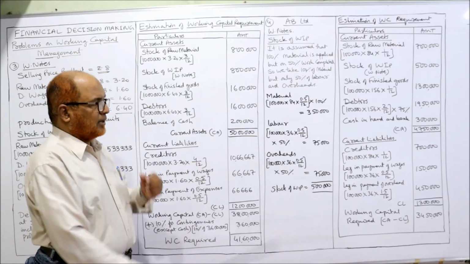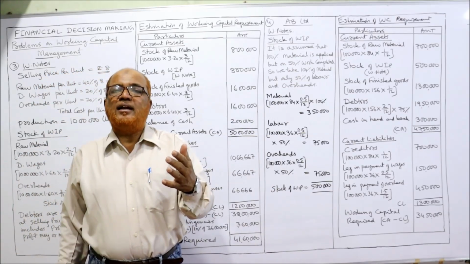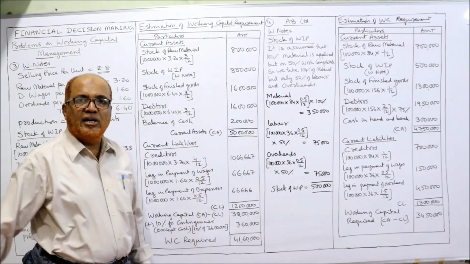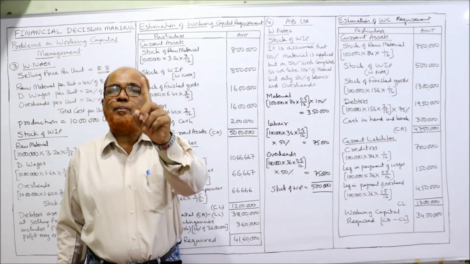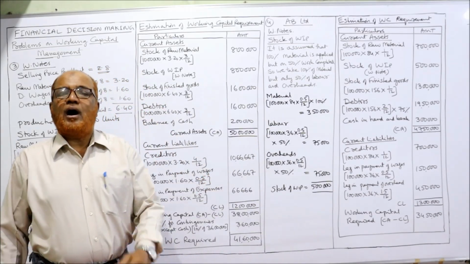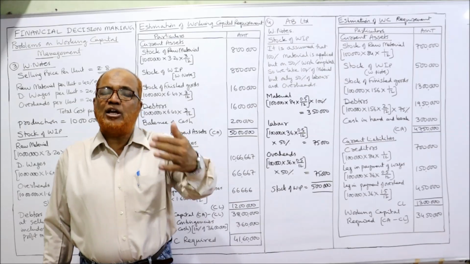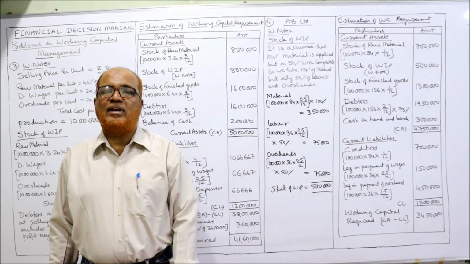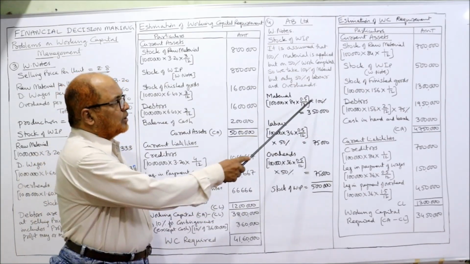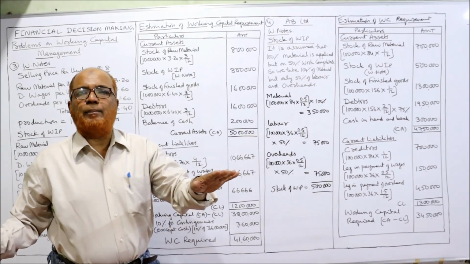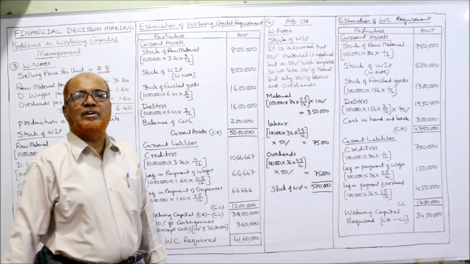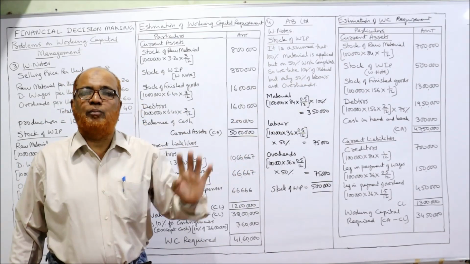So here, raw material. How many units are we intending to produce? 1 lakh, given in the problem. 1 lakh units into, what is the raw material cost per unit? 84 rupees. So 1 lakh into 84. How much is the duration of work in progress? Half month, given in the problem. So 0.5 by 12 into 100% material is applied. That is our assumption here. Into 100%. 3,50,000 is the material in work in progress.